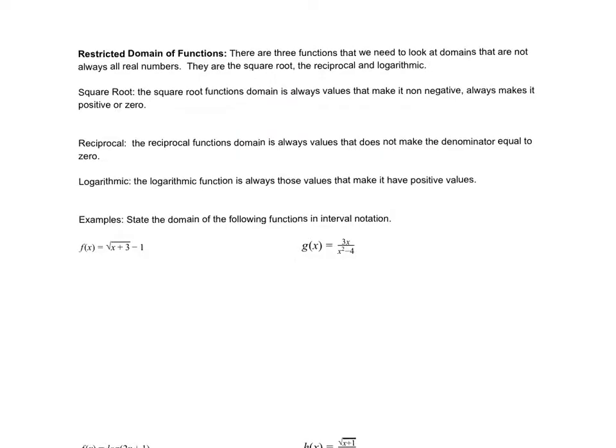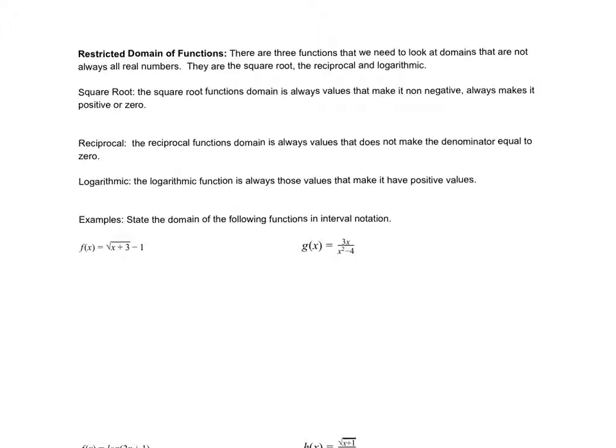So now we've seen how to find the domain and range from the graphs of some different functions and relations. But there are also some specific types of functions that we learned in our library of functions that have restricted domains, which means their domains are not everything. There are some x values that don't work. So the first one we're going to talk about is the square root function.